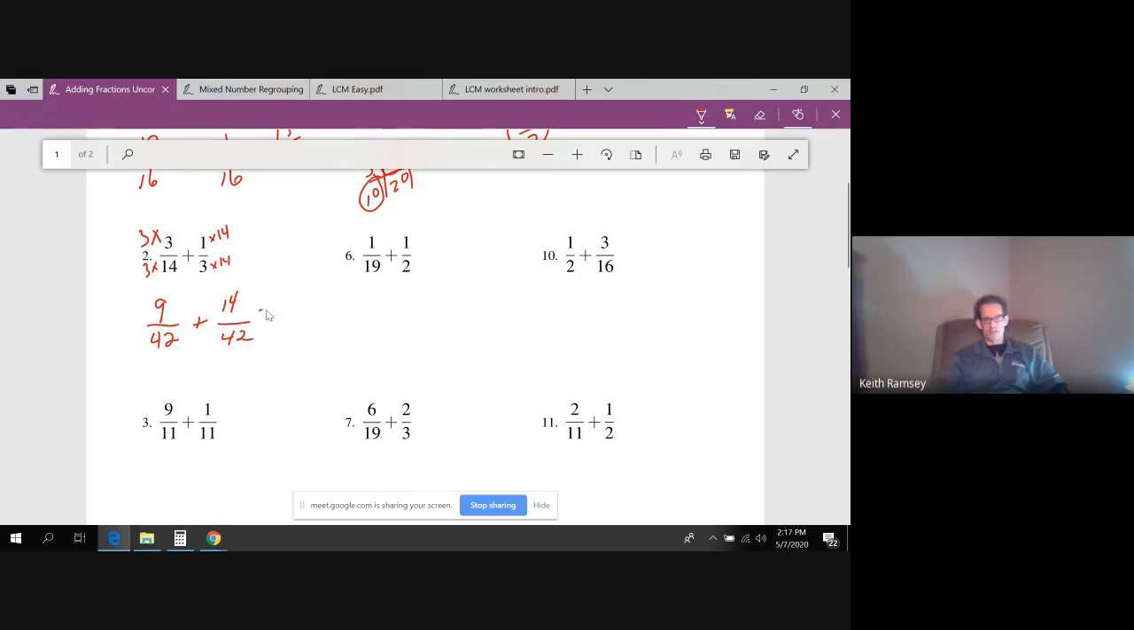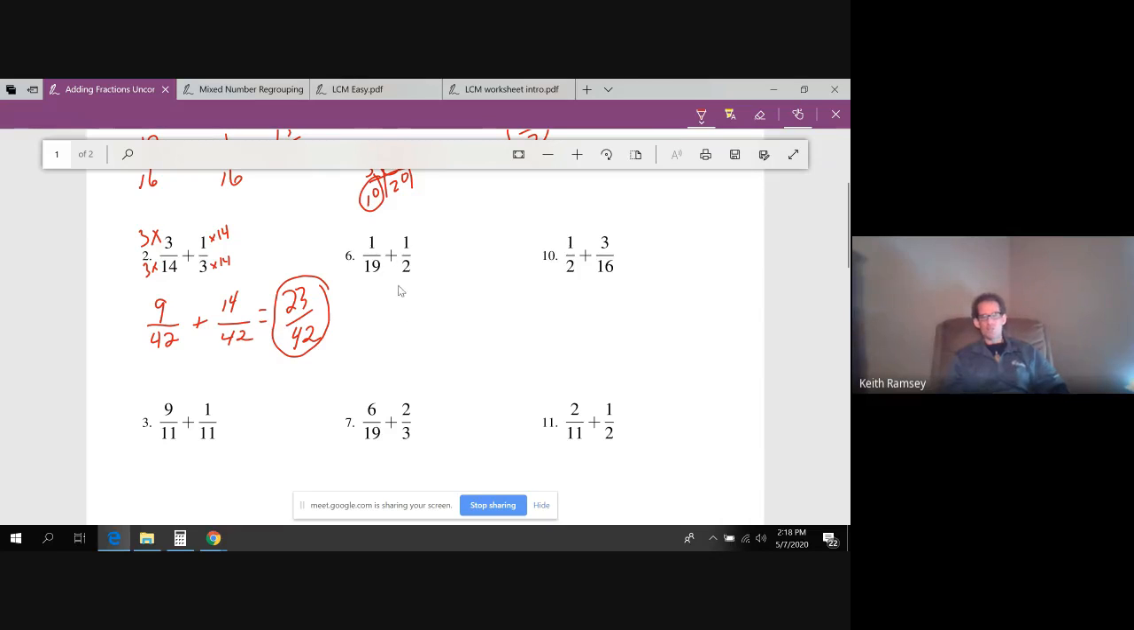Now I'm ready to add my numerators. So I have 14 plus 9 is 23 over 42. And this is reduced because 23 is prime. 23 is not a factor of 42. You can't divide 42 evenly by 23. And so that is your answer for that question.